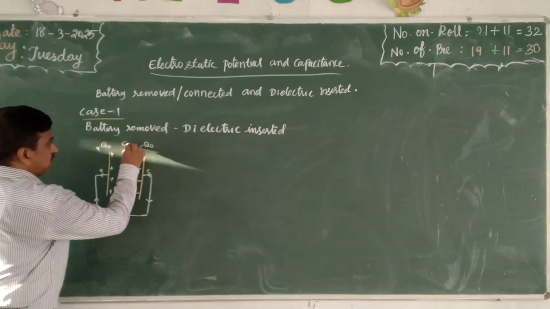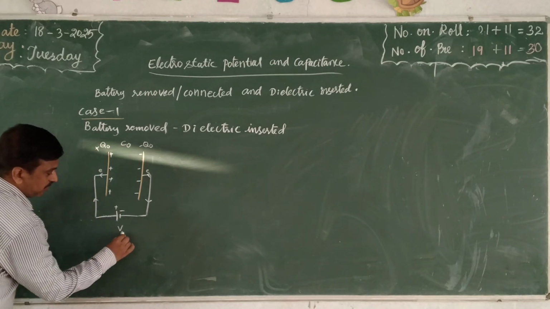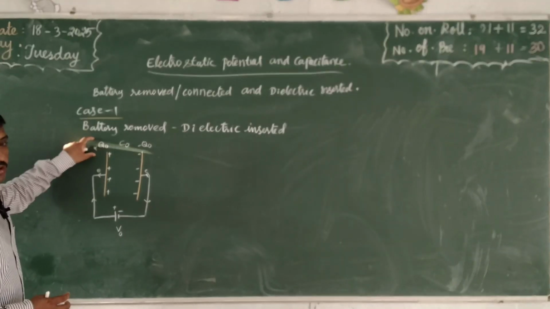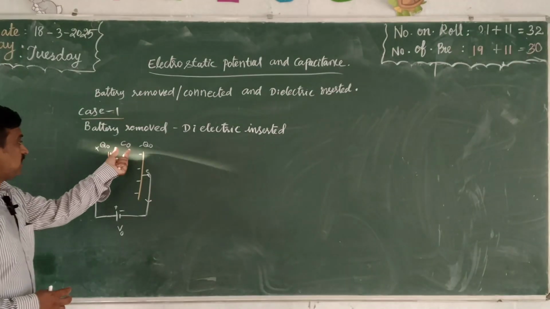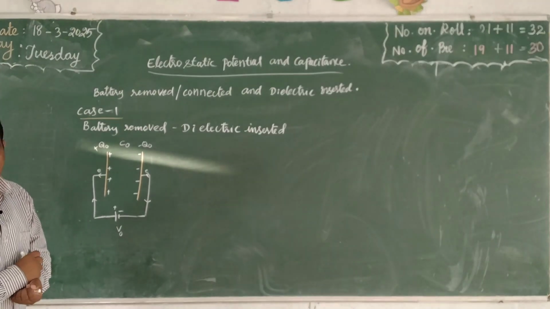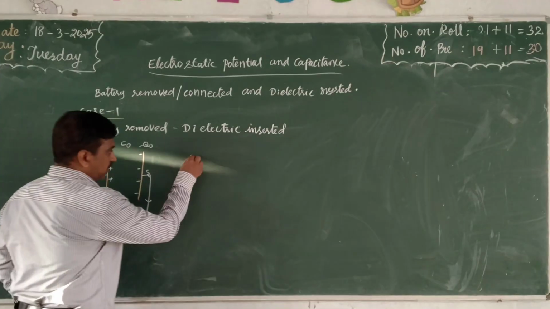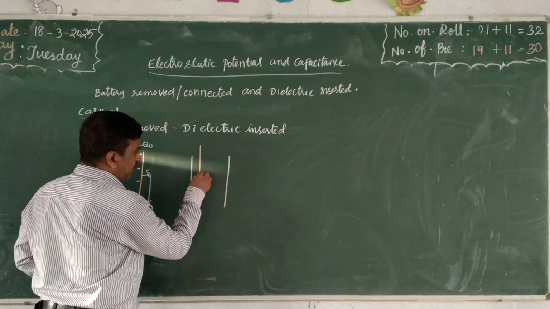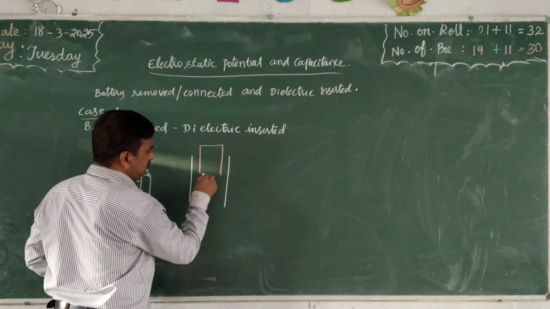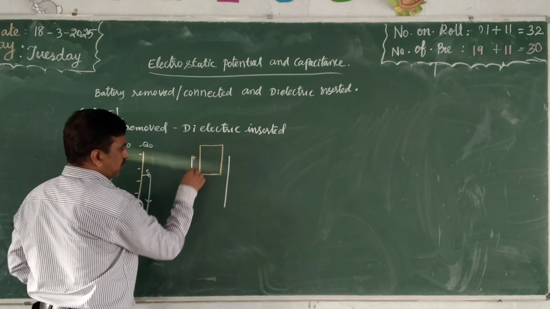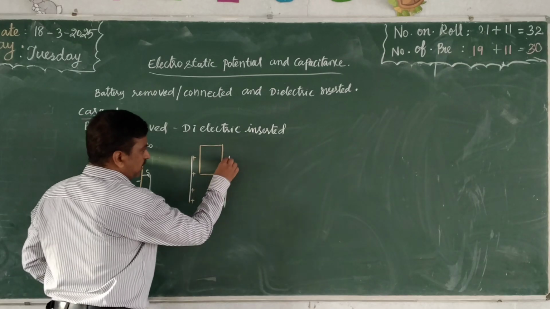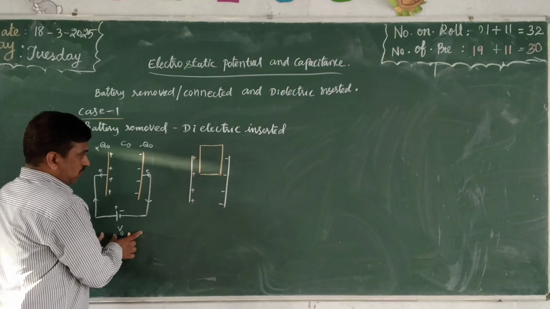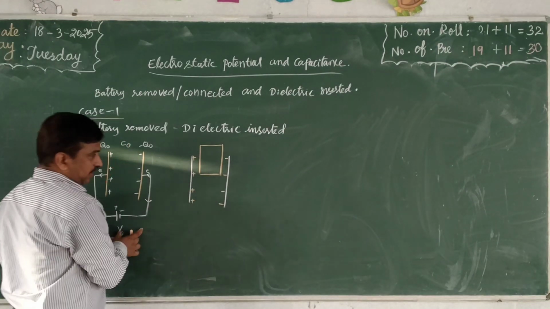So what is the capacitance here? C naught. Potential is V naught. When the battery is connected to the parallel plate capacitor, the charge is Q naught on one plate and minus Q naught on the other, capacitance C naught, potential V naught. When the battery is removed, for example here is the parallel plate capacitor, the battery is removed and a dielectric is inserted. Here we have positive charge and negative charge on the plates, both of the same magnitude.